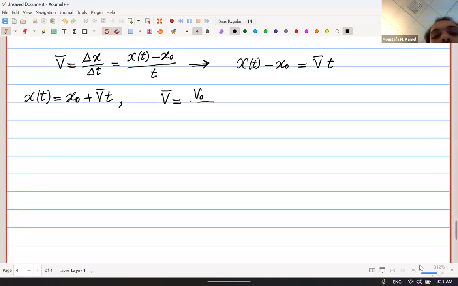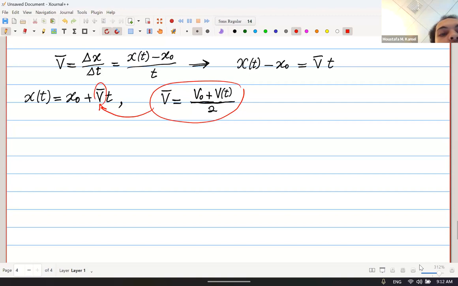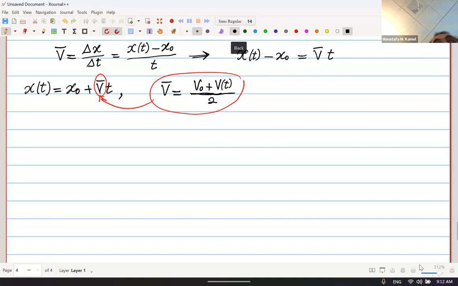So this is initial velocity plus velocity at any moment of time divided by 2. Then I will substitute that here. So I will take that and substitute it here for v bar. Okay. You will not have to do any of that when you're solving problems. I'm just deriving the equation for you. And once we get to the equation, this is all you need.